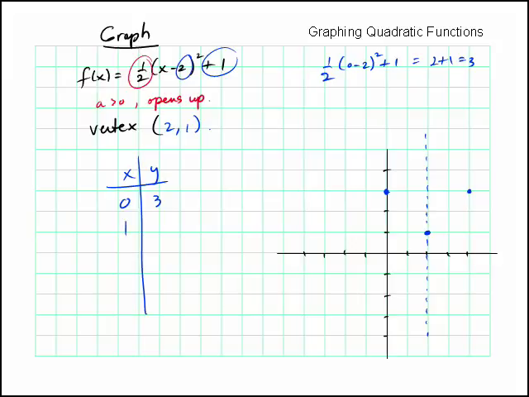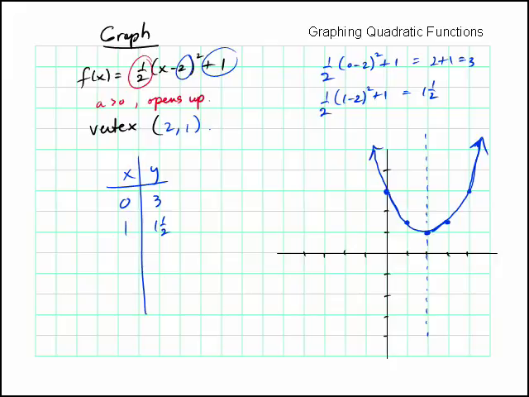Let's try 1. If I plug in 1, I get negative 1 squared is 1, times 1/2, plus 1, 1 and 1/2. 1, 1 and 1/2 is right there. And because of symmetry, we'd have another point the same distance away right there. And that's enough points to see our parabola. Let's connect the dots. And there is our parabola. Let's fix that up. There we go.